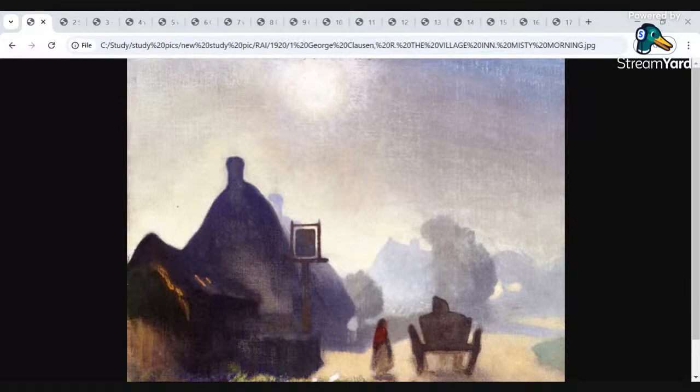So just to recap what I'm trying to do here, it's a year-by-year look through art at the Royal Academy, going through the Royal Academy illustrated books. I've selected what I think are the best pieces from each of the years.